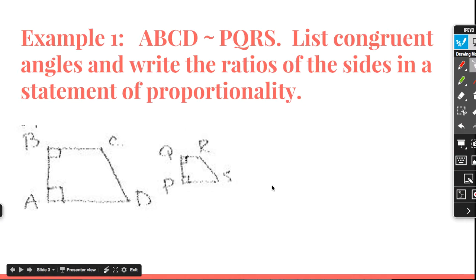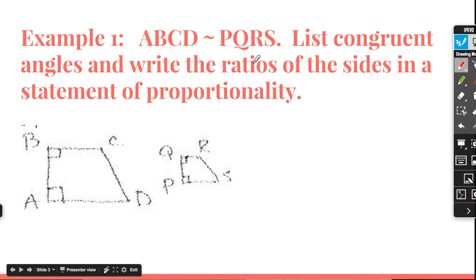So let's look at these two. We can tell by the drawing, since they have the two right angles, they're perpendicular to the two sides, so that would make those sides parallel. These are trapezoids. So trapezoid ABCD is similar. We use that one little squiggle to show similar. ABCD is similar to PQRS. List congruent angles and write the ratios of the sides in a statement of proportionality.